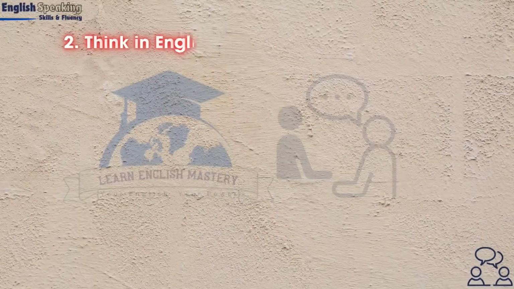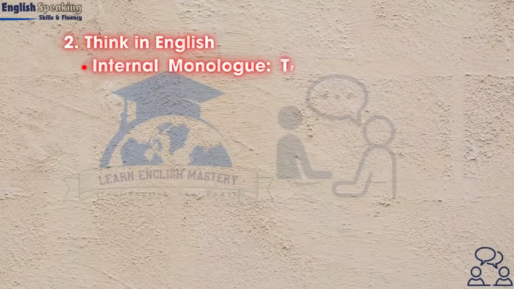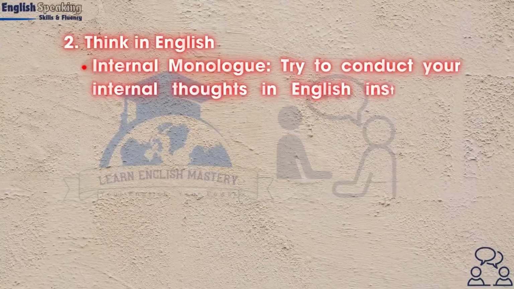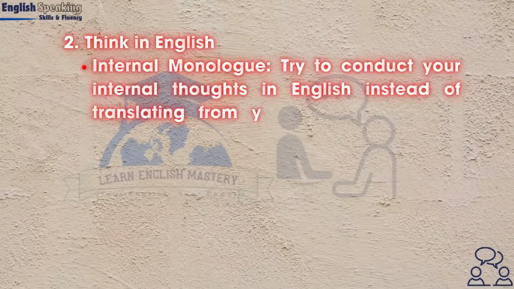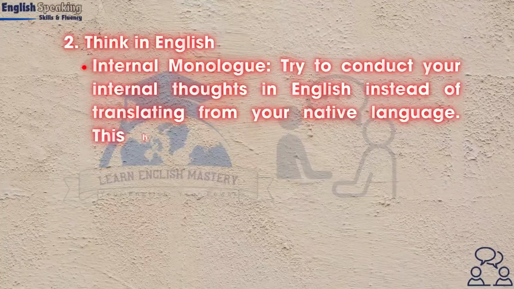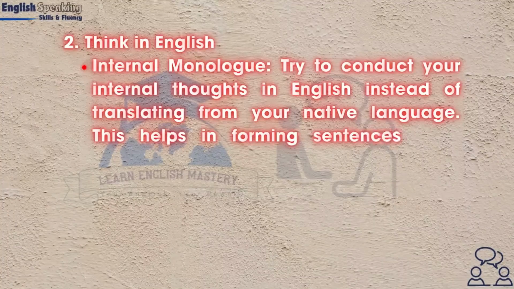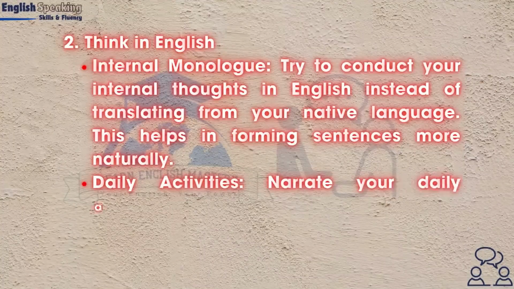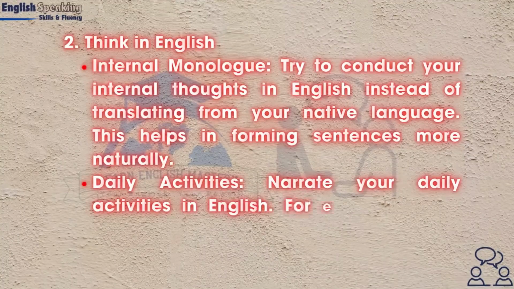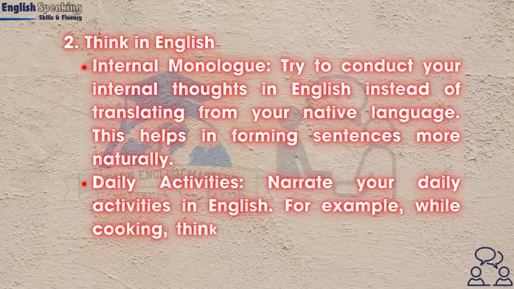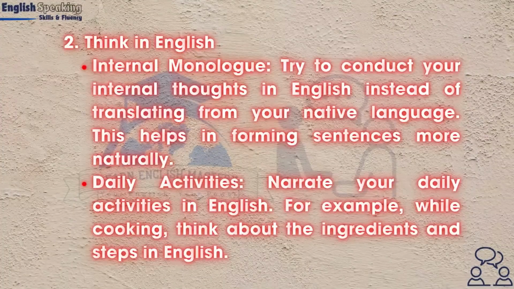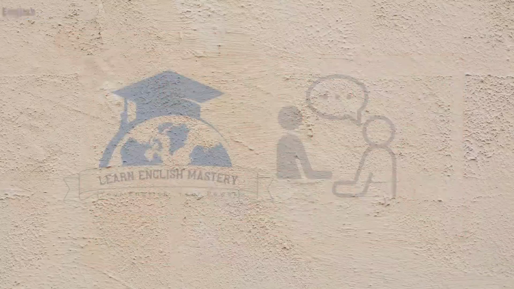2. Think in English. Internal monologue. Try to conduct your internal thoughts in English instead of translating from your native language. This helps in forming sentences more naturally. Daily activities. Narrate your daily activities in English. For example, while cooking, think about the ingredients and steps in English.